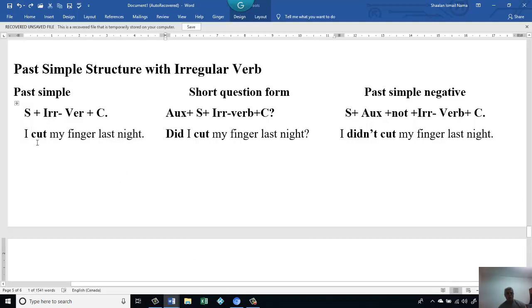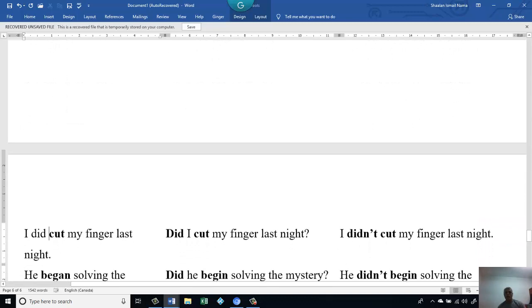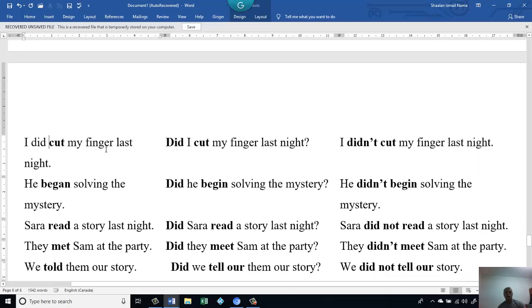Let's go to how to make this one a question. Short answer. We said I cannot make this sentence a question unless I have an auxiliary verb. Then it's easy, as I said before, we just add did here. Then I have the sentence: I did cut my finger last night.